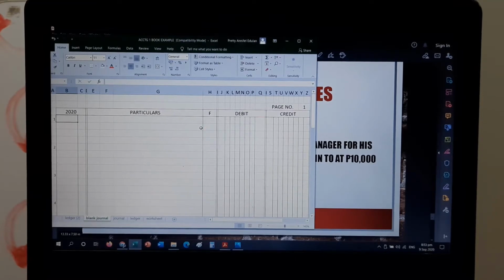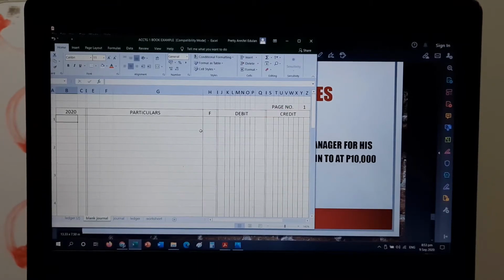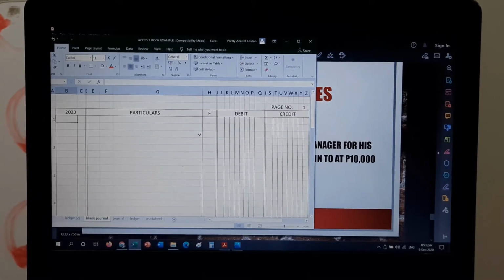Then for the debit, as I've said, there are only 2 money columns. It's for the debit and it's for the credit. For the debit, which is on the left side, you have to use properly the money columns. So the ruling in the money columns, number 1, do not use a comma to separate thousands and millions. You will never see a comma. And you will not see a decimal point to separate the centavos.